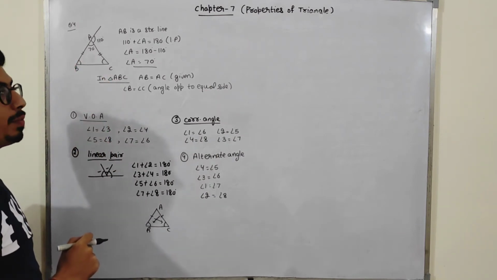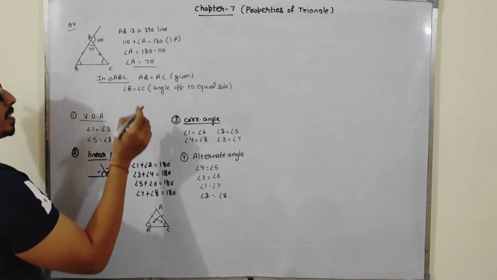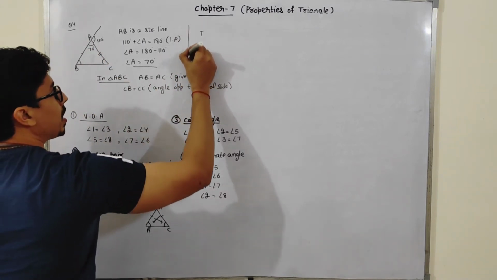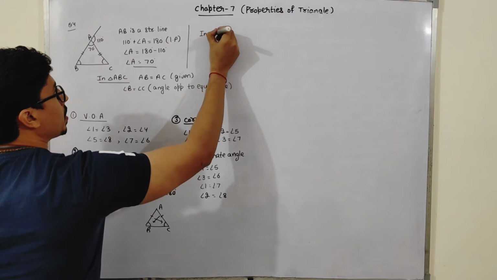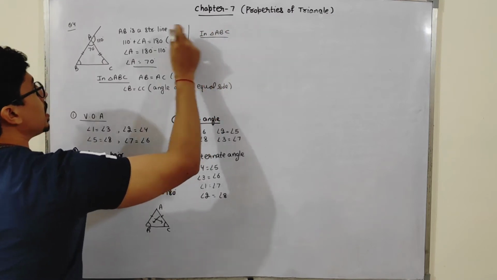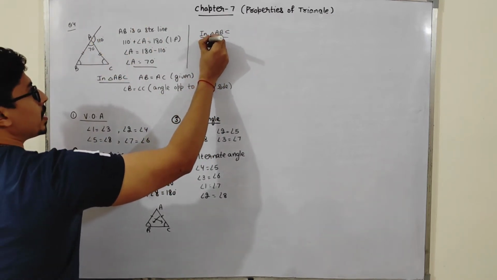Now students, what I will do, I will take triangle ABC. In triangle ABC now, see, this angle is 70 degree.